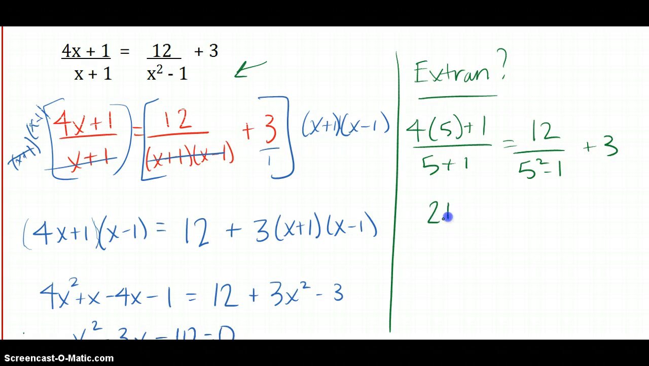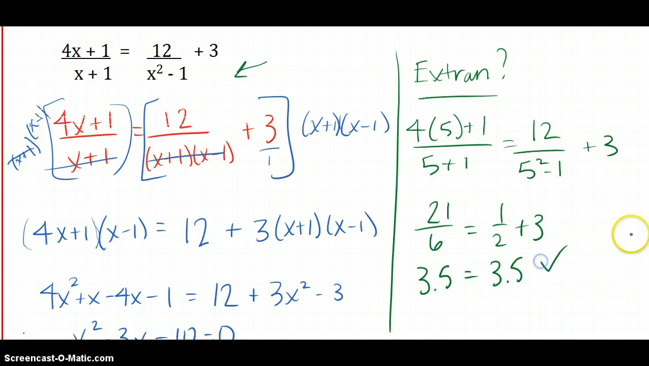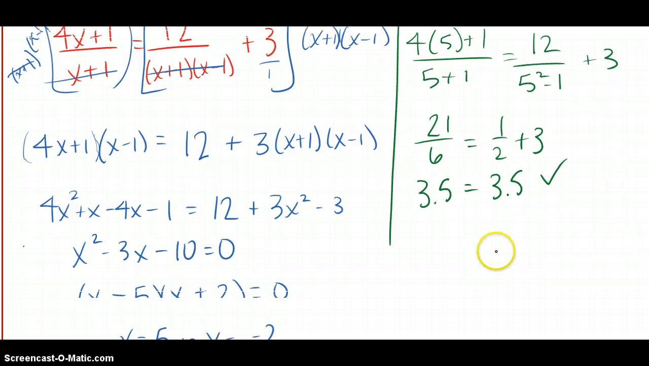So if we do that math, we have 21 over 6 equals 12 divided by 5 squared, which is 25, minus 1, 24. So a half plus 3. 21 divided by 6 is 3.5, and 3 plus a half is 3.5. So this works. So we need to check if negative 2 is an extraneous solution.